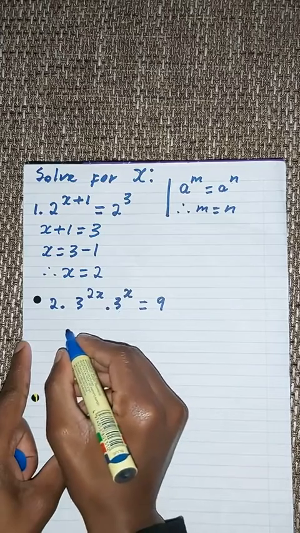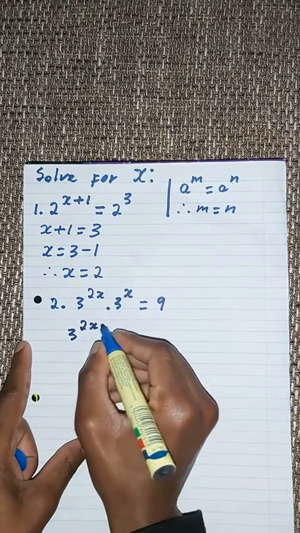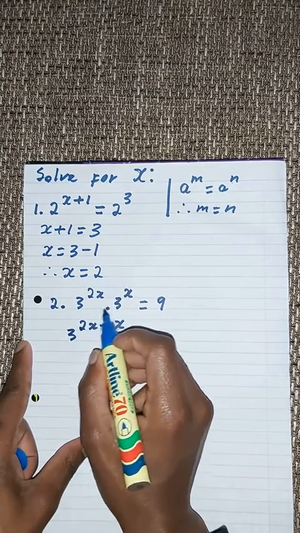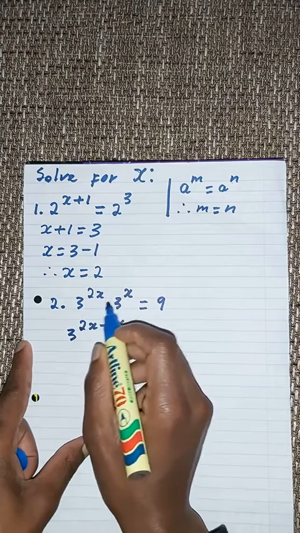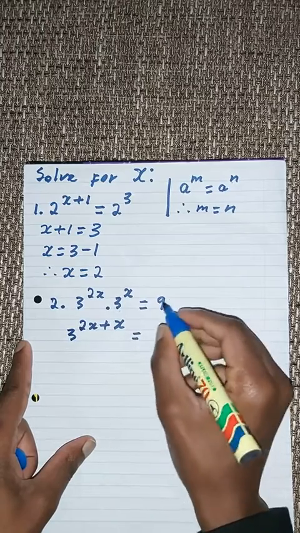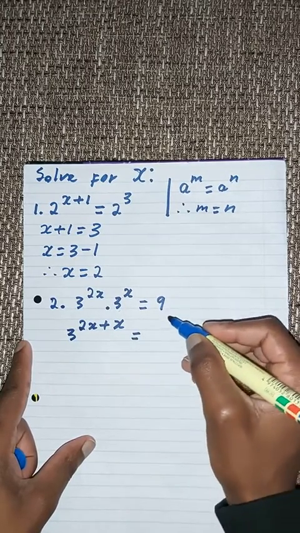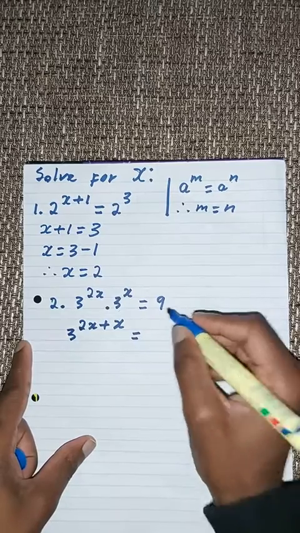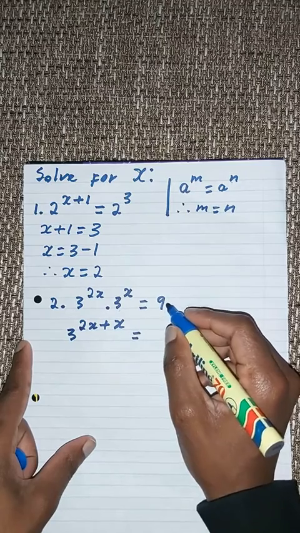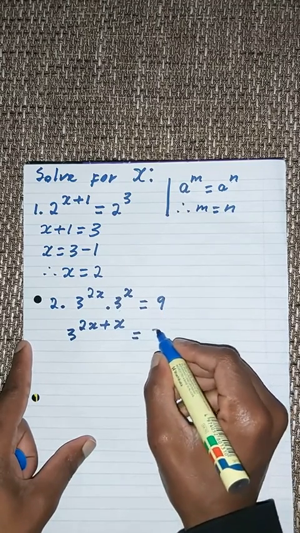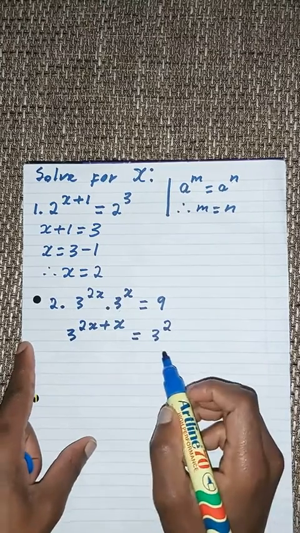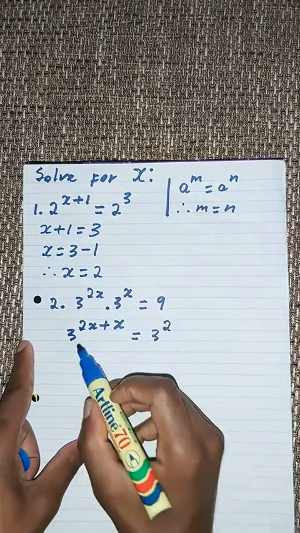So because they are multiplying each other, we're going to put them under one base. So what we will have is 3 to the power of 2x plus x, right? Because when the bases are the same and are multiplying each other, the exponents of those bases add to each other, right? And on the right hand side, we are supposed to write this 9 in an exponential form. When I say 3 to the power of 2, I get 9.